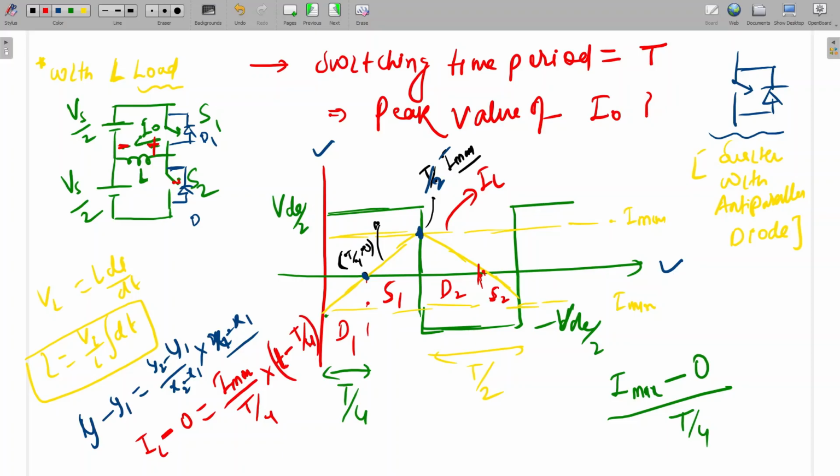Is it correct? Can you reply? So what will be the IL equation?